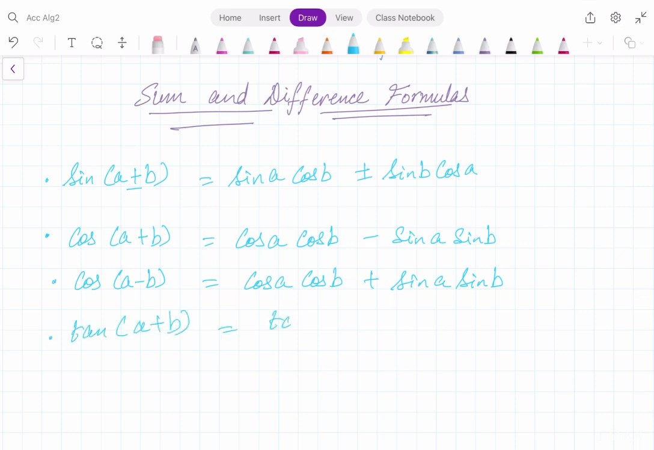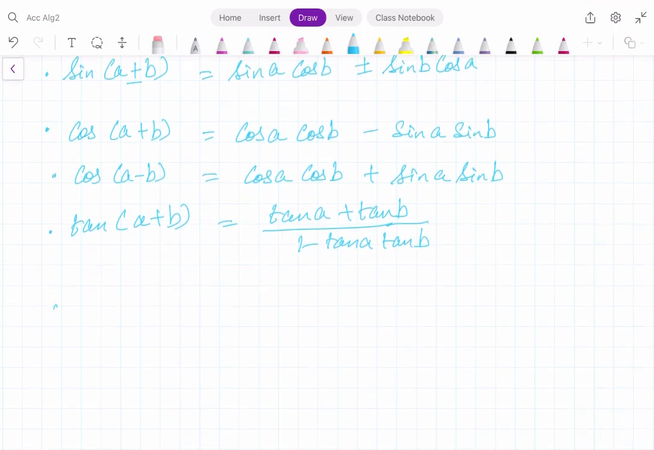On the other hand, tangent A plus B, the numerator will follow tangent A plus tangent B, but in the denominator, the sign changes and we multiply tangent A times tangent B. So tangent A minus B, the same pattern, tangent A minus tangent B, but in the denominator, instead of minus, it will become positive.